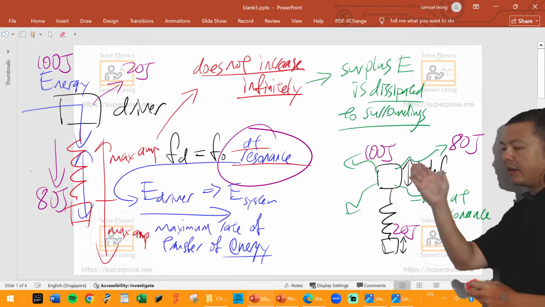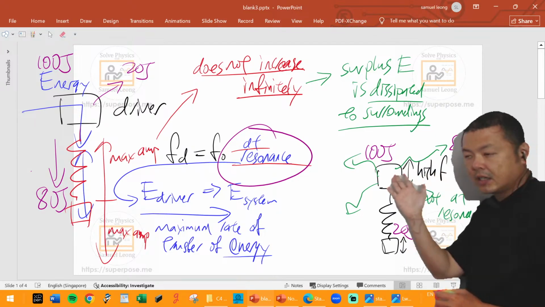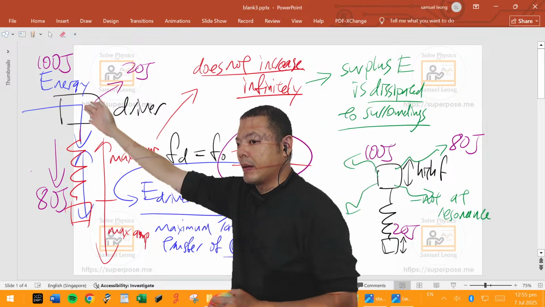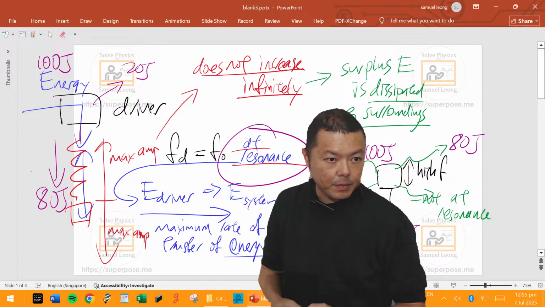But I'm just showing you that when you're not at resonance, you're wasting more energy to the surroundings. But when you're at resonance, you're supplying more energy to the oscillating system. That's why the amplitude is very high.